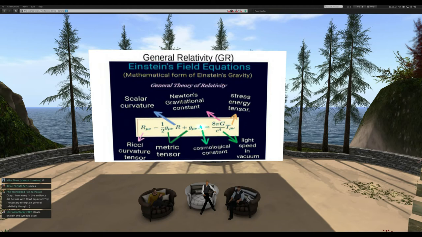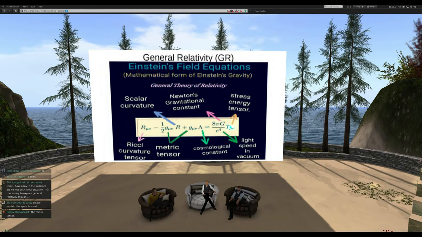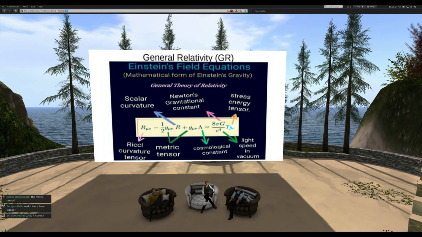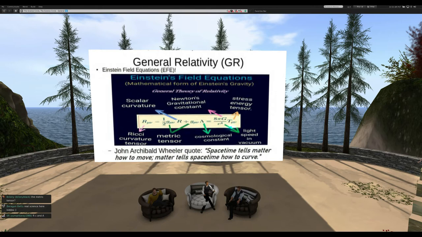So here is the Ricci curvature tensor and the scalar curvature. I'll talk about what those mean in a moment. But this is the metric that you're trying to find. You're trying to find this metric. This is the cosmological constant, and you can leave this out because we're not going to talk about cosmology today. There's just too much to talk about. And the stress energy momentum tensor. These are all the parts of the equation.